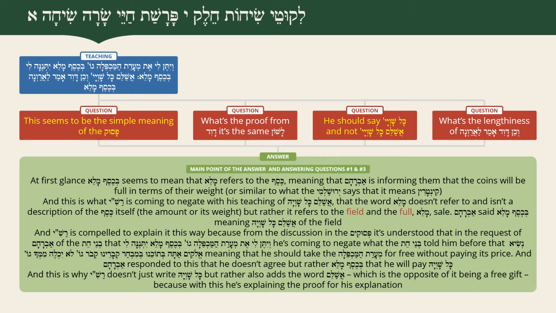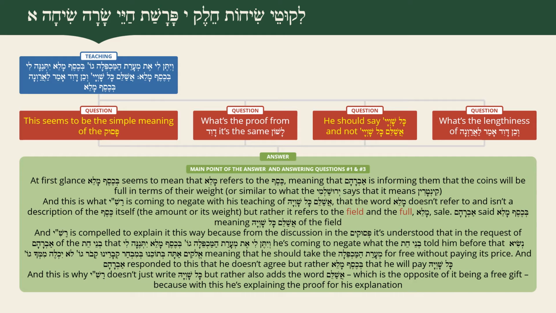Or similar to what the Yerushalmi says, that it means kintarin, big coins. So Avram was telling them what type of kesef it is going to be? It's kesef mole. So that's how we would have understood the pasuk without Rashi. And this is what Rashi is coming to negate with his teaching of ashalim kol shavya, that the word mole doesn't refer to and isn't a description of the kesef itself, whether it's the amount or the weight of the kesef, but rather refers to the field and the full mole sale.